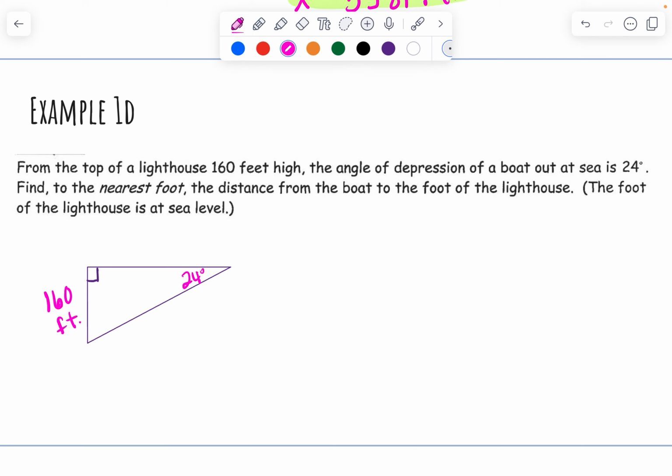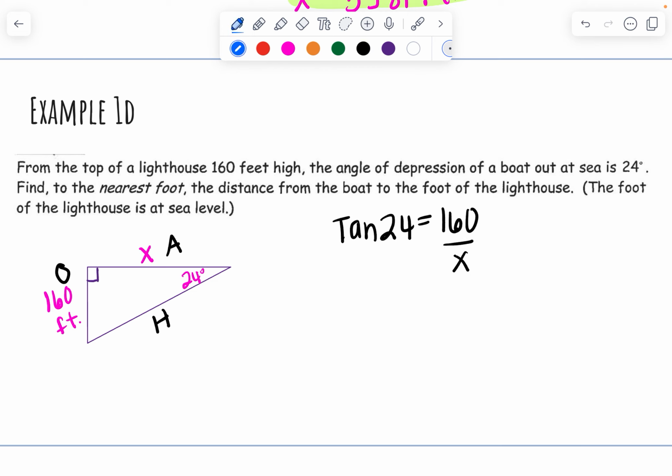It says the foot of the lighthouse is at sea level, so that's like the base of the lighthouse. So we're looking for this part. We have our hypotenuse, our adjacent, and our opposite. We're given the opposite, we're looking for the adjacent, so we'll be using tangent. Tangent of 24 is 160 over x.